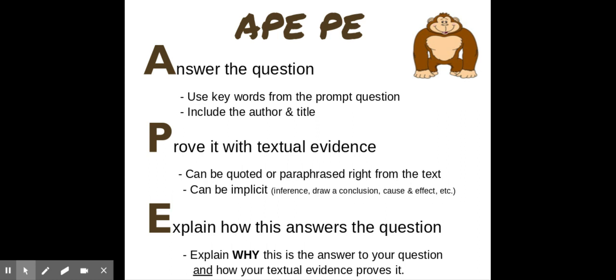Okay, now I'm proving it, and then I'm going to explain how that answers the question. So I could say something like, by the end of the story, the first 2 pigs surely learned that they should have taken the time to do it right the first time so that their lives aren't at risk. This then teaches the reader to do tasks right the first time, even if they're going to be difficult or take a long time. Now, basically, that was APE.